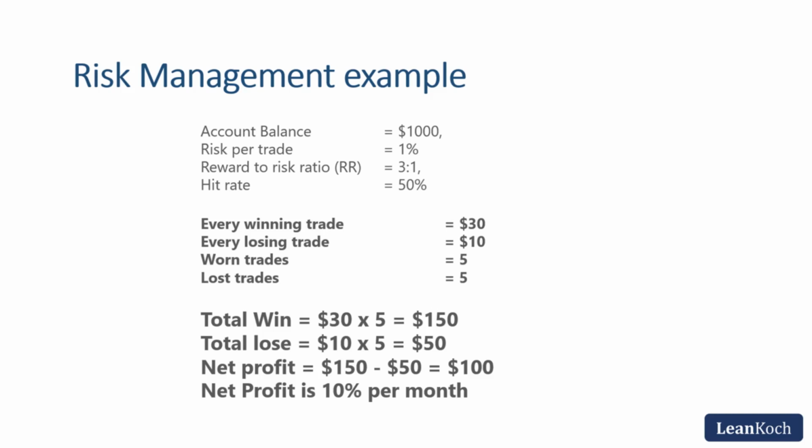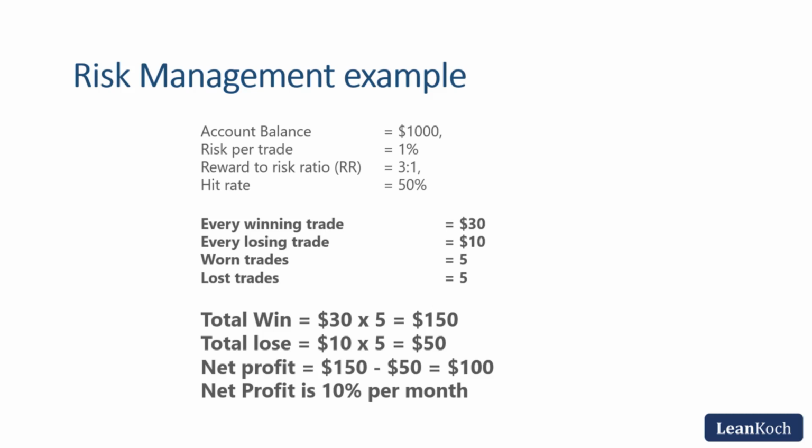And for a hit rate of 50%, let's say that over a period of 1 month, you place 10 trades. So 50% means that you're going to lose 5 trades, that is $50, and you're going to win another 5 trades, which is $150. Therefore, your net profit is $100, which is 10% of your account. Now, 10% means that you're doing very well. Meaning that if you consistently maintain 1% risk on your account and take trades with a minimum of 3 to 1 risk to reward ratios, even if your hit rate is only 50%, you'll still be profitable.